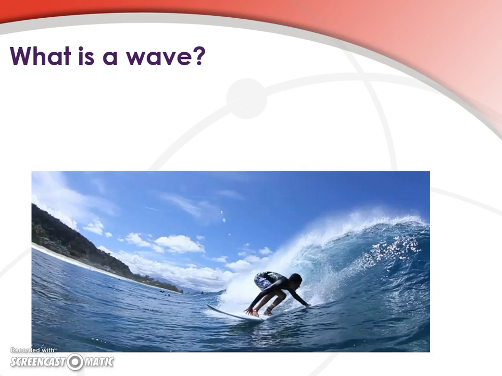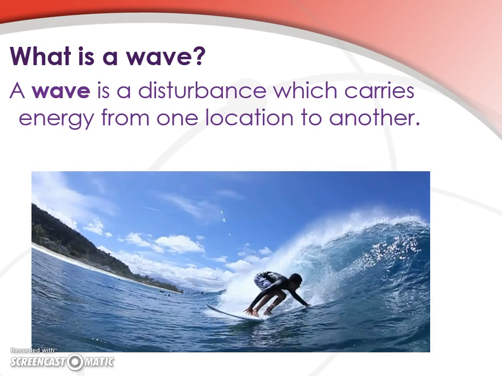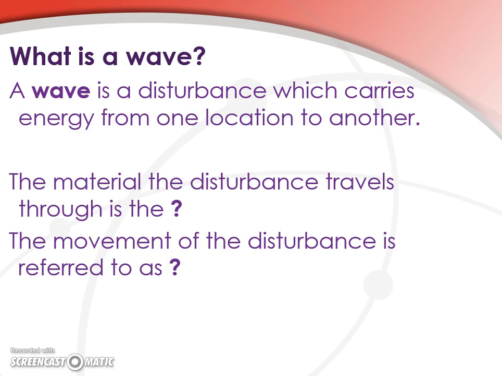So what's a wave? Well, as good a definition as any is a disturbance which carries energy from one location to another. And we can talk about any kind of disturbance like this needs to travel through something. So we talk about the medium through which the wave travels. And the movement of this disturbance is referred to as a propagation.